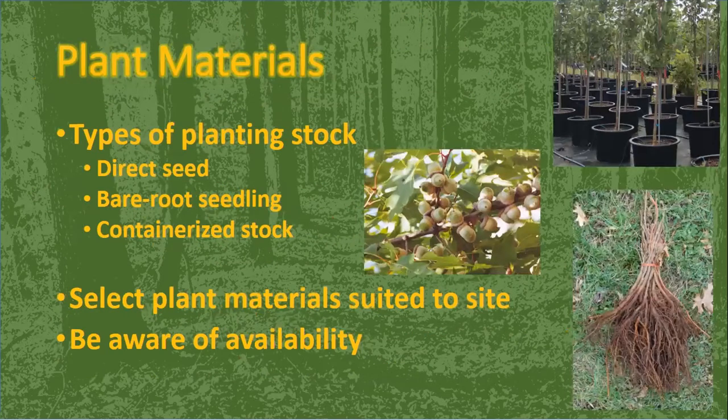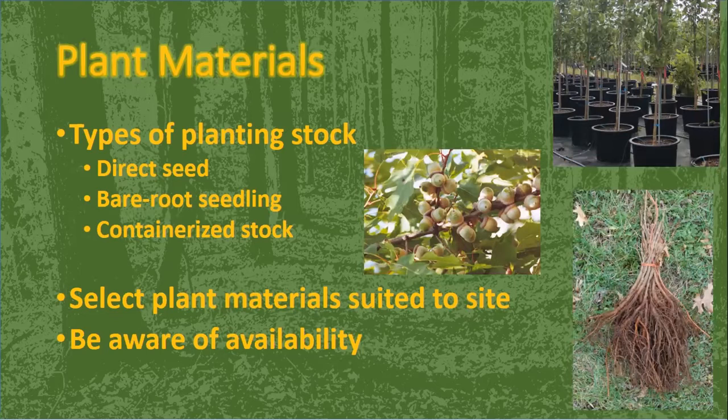So now let's talk a little bit about plant materials. Today I'm going to cover three broad categories of planting stock. Either direct seeding, where we use tree seeds and plant them directly in the ground. Bare root seedlings, which you can see a big bundle of on the right there. That's a 1 or 2 year old little seedling that was pulled out of a nursery and sent to us bare root, and we go plant it out in the field.